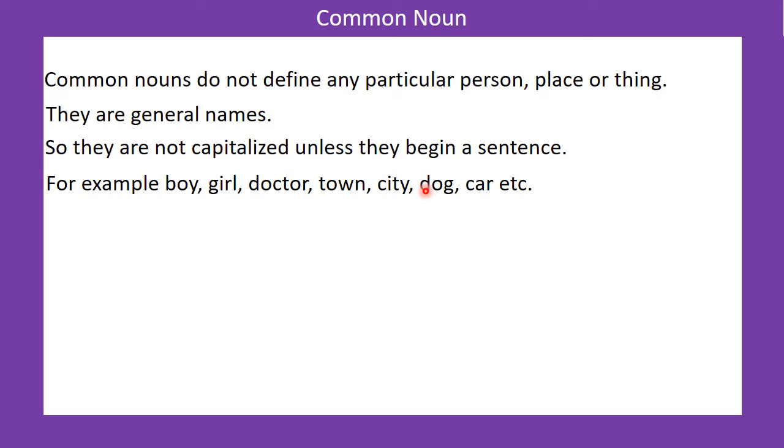The examples of common nouns are boy, girl, doctor, town, city, dog, car. In all of these examples you can see that I am not specifying a particular person. Here I am not saying the name of any boy, any girl, any doctor, town, city, dog, car, etc. So these were common nouns. Let's move on to our next.